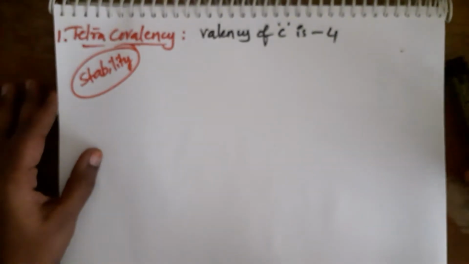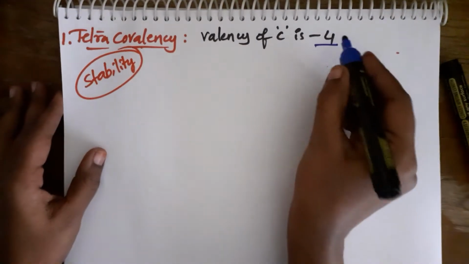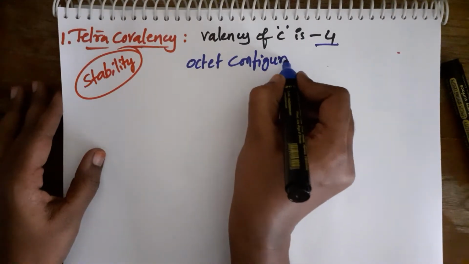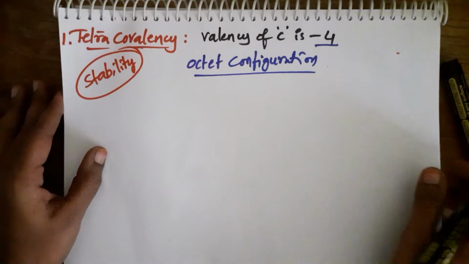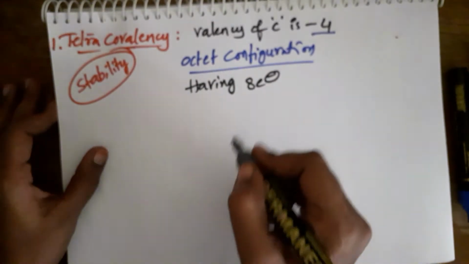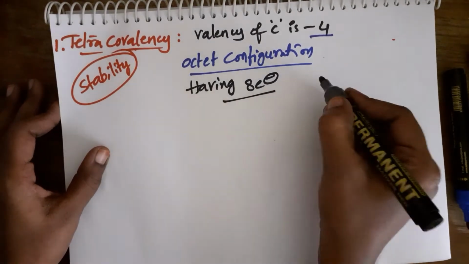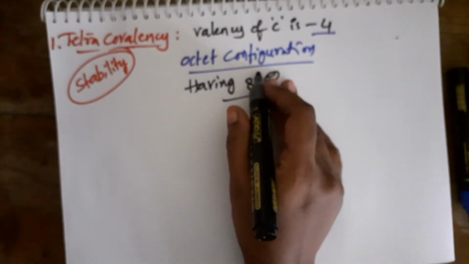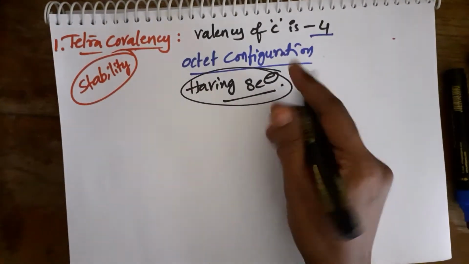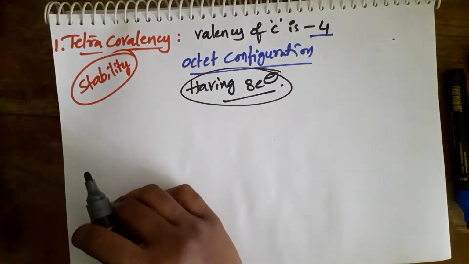Okay, first coming to here, the valency of the carbon is 4. In order to get the octet configuration, what is octet configuration? Why is it important to the atoms and elements? See, octet configuration is having 8 electrons. Oct means 8. Having 8 electrons in the outermost orbit of the atom is called octet configuration. In order to get octet configuration, the atoms and elements get involved in the chemical reaction and form new compounds.